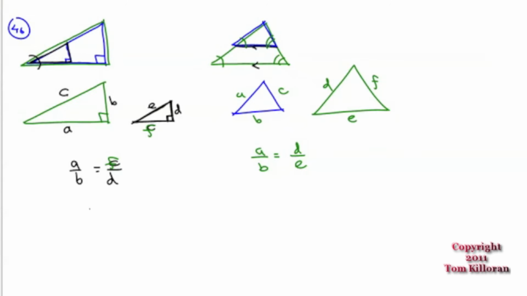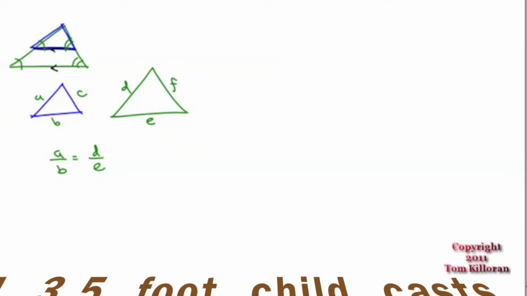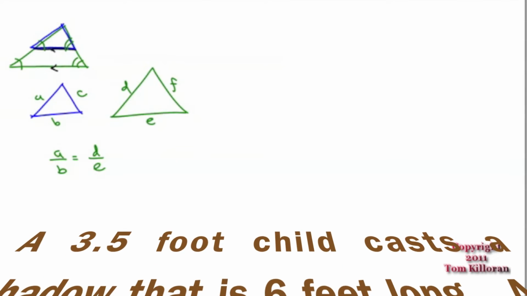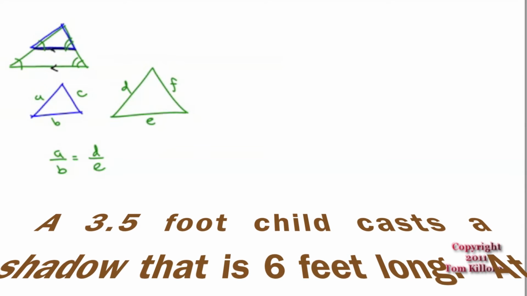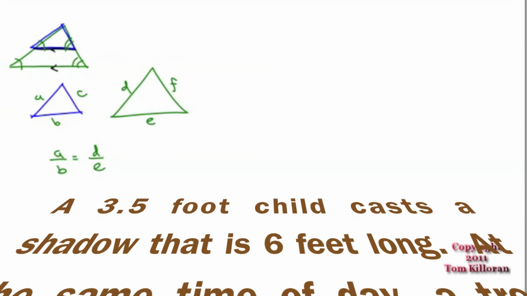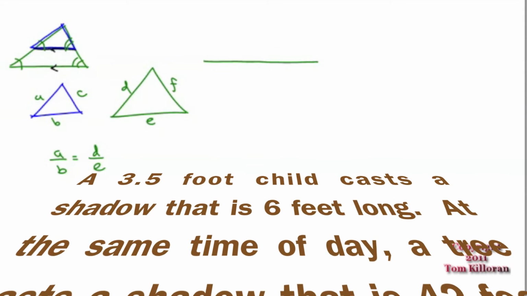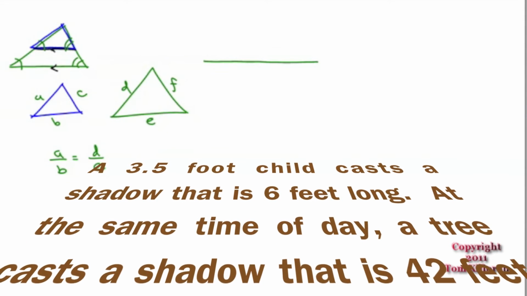One of the major uses of this type of proportion is number 46. Number 46 says a 3.5 foot tall child casts a shadow that is 6 feet long. At the same time of day, a tree casts a shadow that is 42 feet long. Okay. So if you're going to draw this, you're going to have a base, some ground, and you're going to have some kid standing there. How tall is the kid?